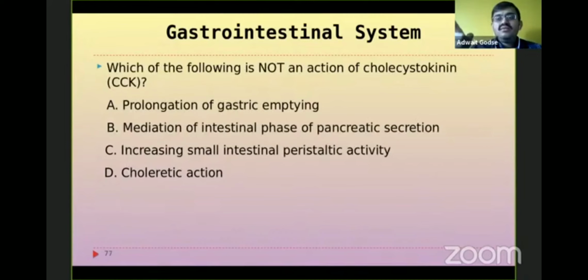Last question, I guess, in this list. Which of the following is not an action of cholecystokinin? Prolongation of gastric emptying, yes, it delays gastric emptying. Mediation of intestinal phase of pancreatic secretion, yes, it is very much involved in that. Increasing small intestinal peristaltic activity, yes, it does increase peristaltic activity in the small intestine, whereas it reduces peristaltic activity in the stomach. And choleretic action. What is the answer here? What is not the action of cholecystokinin? It is not choleretic. It is cholagogic in action.